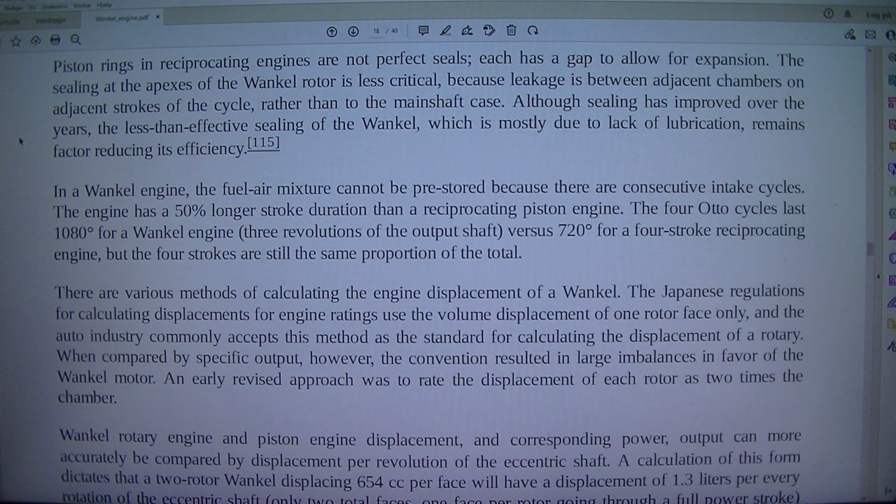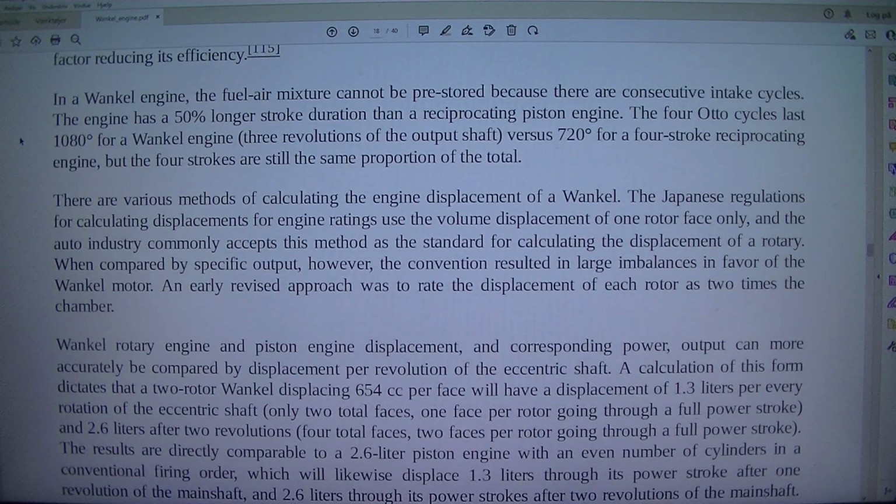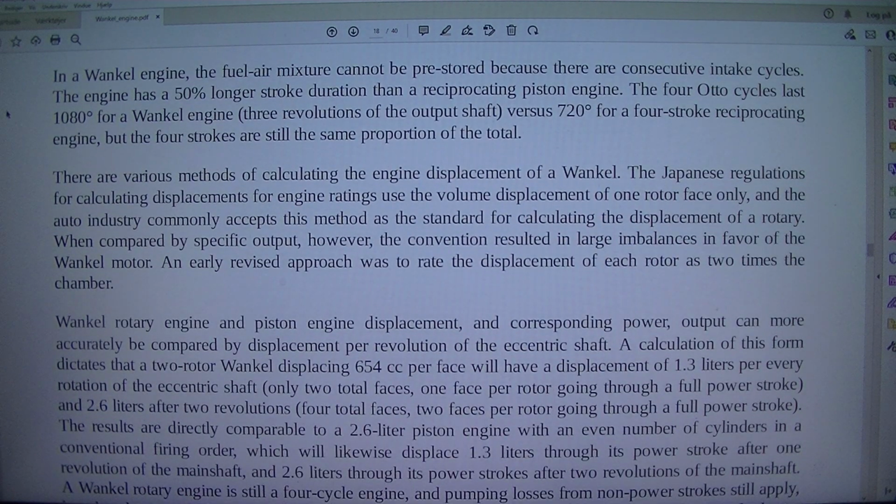115. In a Wankel engine, the fuel-air mixture cannot be pre-stored because there are consecutive intake cycles. The engine has a 50% longer stroke duration than a reciprocating piston engine. The 4 Otto cycles last 1080 degrees for a Wankel engine, 3 revolutions of the output shaft, versus 720 degrees for a 4-stroke reciprocating engine. But the 4 strokes are still the same proportion of the total.